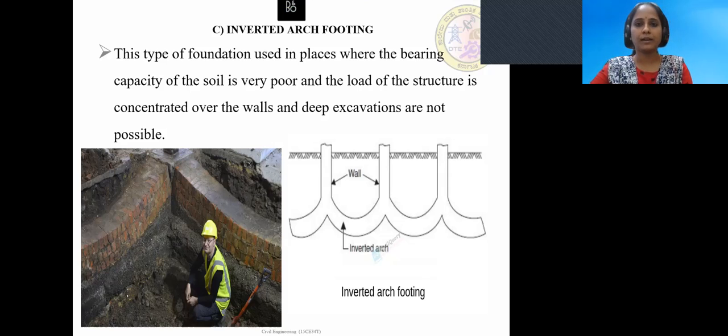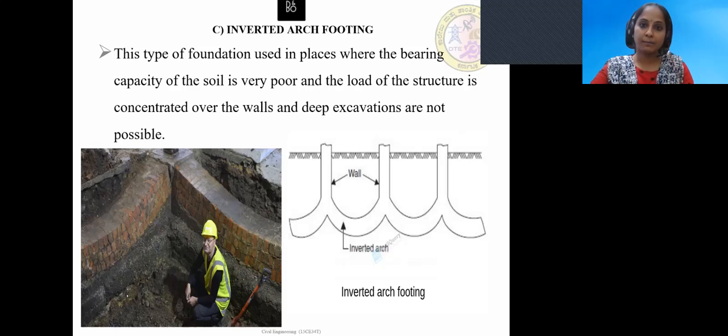That time we'll go for inverted arch footings. Okay, next we'll move on to inverted arch footing. So, what is inverted arch? The name itself indicates inverted means it's reflection, means upside down. Arch shape upside down, that is inverted arch. So that's why it's called an inverted arch footing.